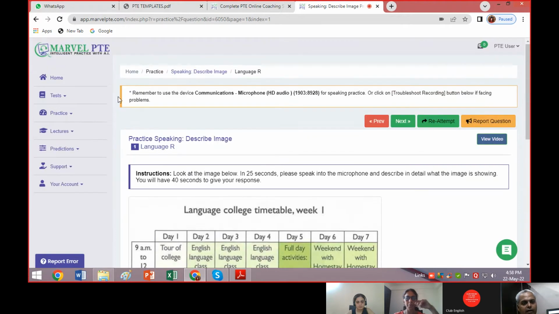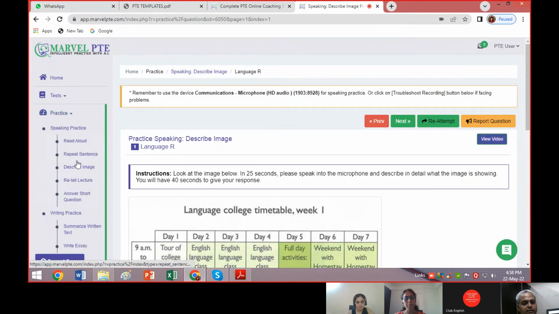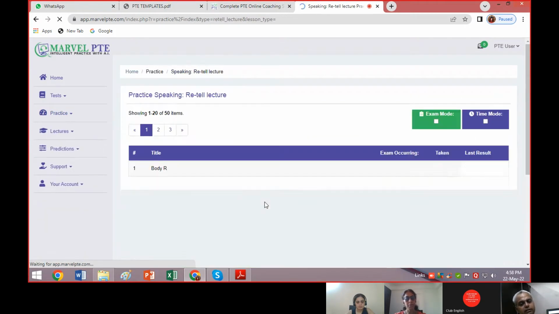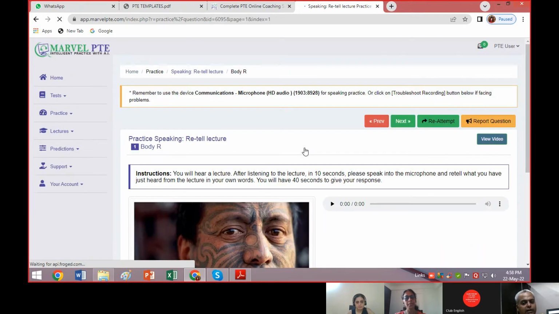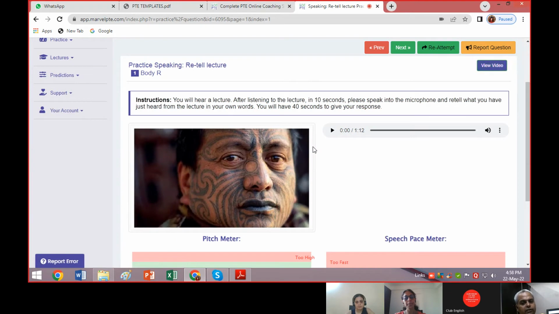So here we are, and we are going to the next part, that is practice. We are going to go to the retell lecture. So now let's see what is retell lecture. We'll be starting one of the retell lectures. Now you can see here, you will hear a lecture. After listening to the lecture, you'll have 10 seconds. In these 10 seconds, you'll be starting to speak into a microphone. Okay, so let's start. And you'll have 40 seconds to give your response.